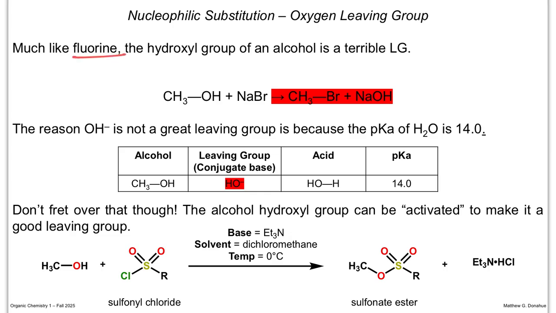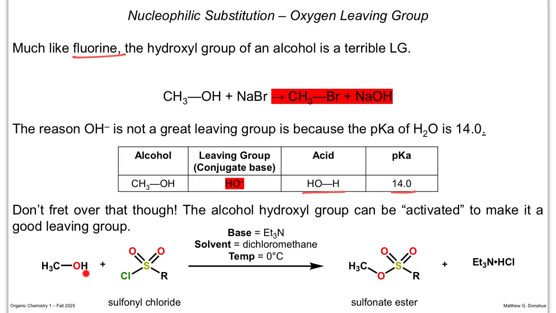So fluorine is not really a halogen we want to use. OH minus as a leaving group is not good either, because the conjugate acid, which is water, has a pKa of 14. And so we want the pKa of the conjugate acid of the leaving group to be 0 or below. But alcohols as a functional group are very common in organic chemistry, and we want to do things with them. So what we can do is activate it.